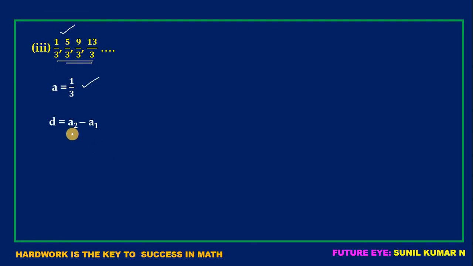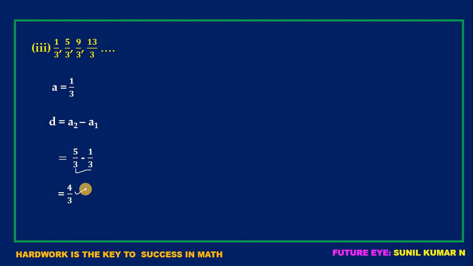And the d finding formula is a2 minus a1. Substitute the values. a2 is the second term. So here the second term is 5 by 3. So write 5 by 3 minus a1, which is 1 by 3. Now look at the denominators, children. Denominators are the same. When denominators are the same, easily you can add or subtract. So here there is a minus symbol, hence we have to subtract. Write the denominator one time and subtract the numerators. 5 minus 1 is 4, hence 4 by 3 is the common difference for this problem.